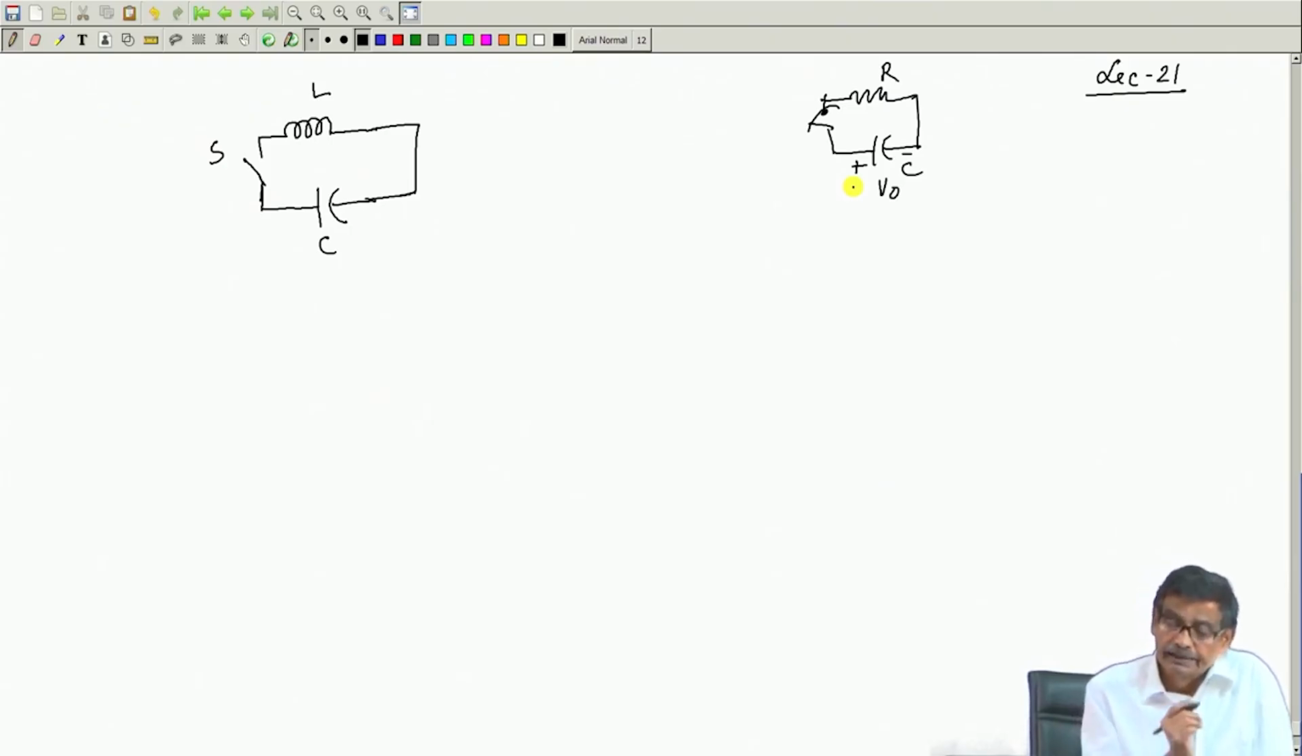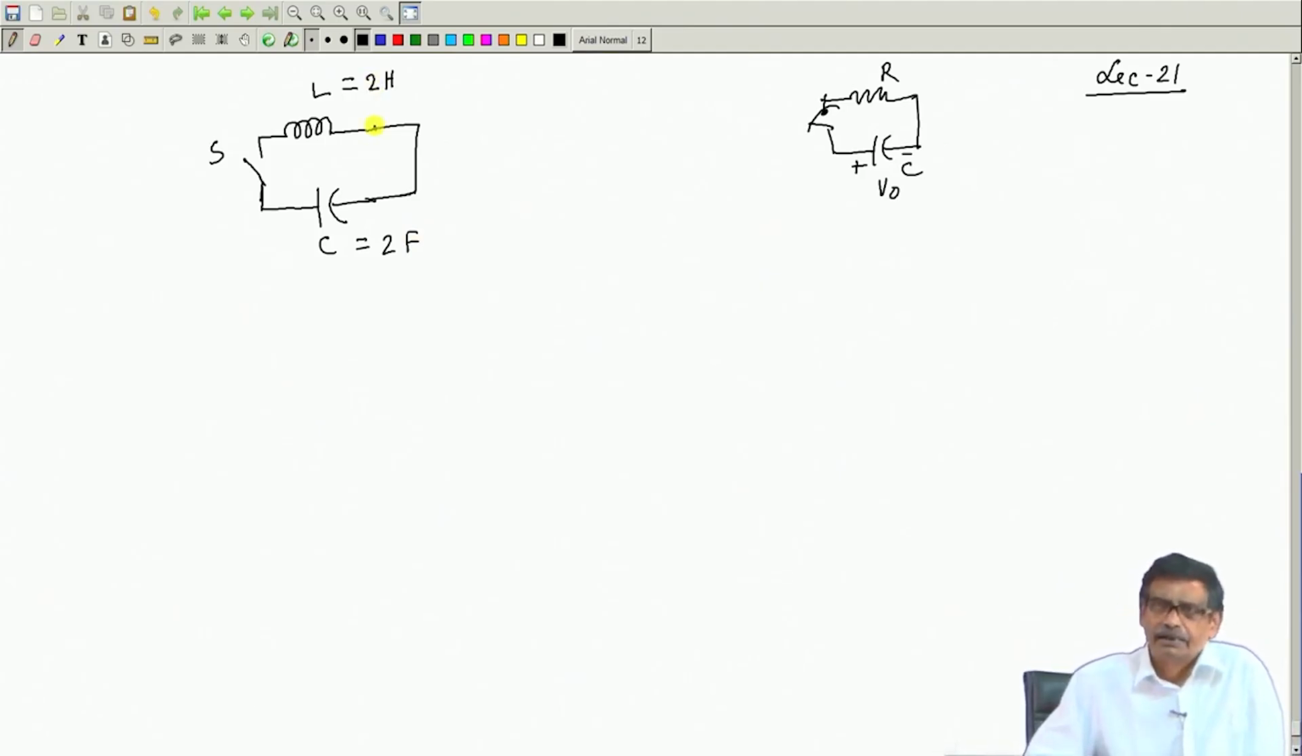Now, suppose I put some number, L equal to 2 Henry, and C is also 2 farad. Mind you, these numbers, 2 Henry and 2 farads, are too large. I mean, 2 Henry inductance is very large inductance. Similarly, a 2 farad capacitor is very large. To keep our computation simple, I have chosen these values. This L with 2 Henry and C with 2 farad will not be easily available.